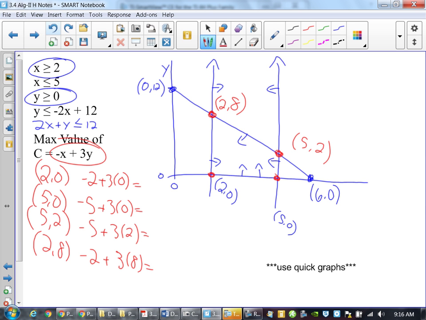Which one of those values gives you the maximum of the function? The maximum. This one is negative 2, negative 5, 1. What was that, 24, so 22. So your maximum occurs at 2, 8.